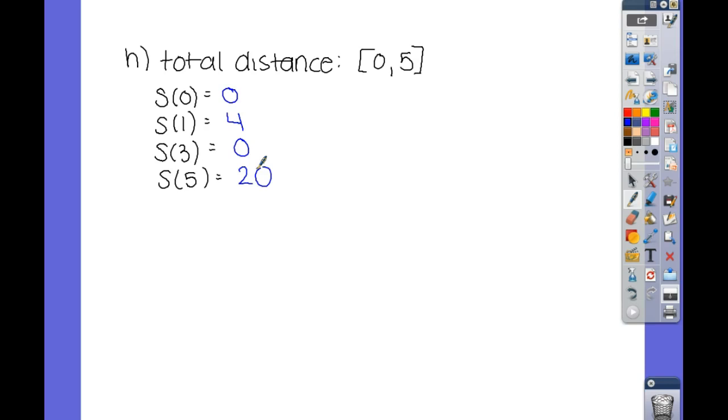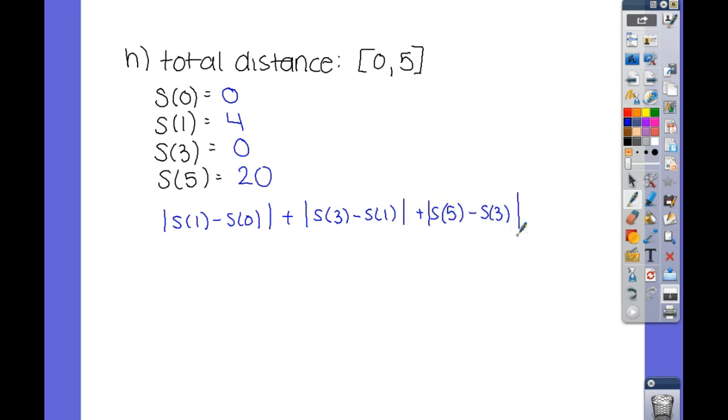So what we need to do now, though, is find the absolute values of all these changes. So it's the absolute value of S of 1 minus S of 0 plus the absolute value of S of 3 minus S of 1 plus the absolute value of S of 5 minus S of 3.